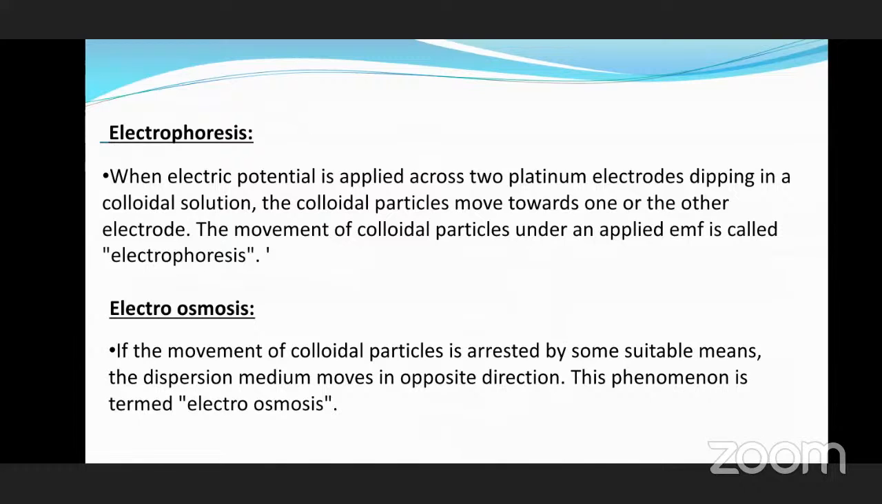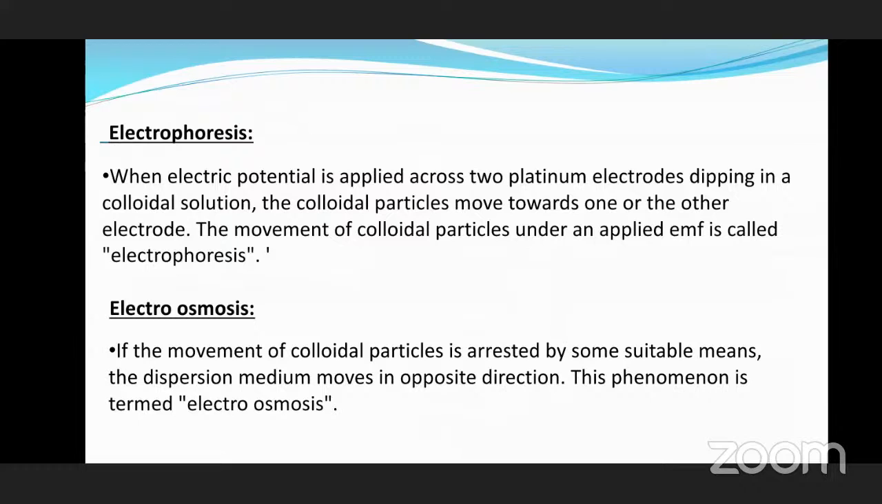by applying electrical current, the colloidal particles move towards a platinum electrode. By this what do we mean? Why are the particles moved towards the electrode? Because there are differences in the size and shape of the colloidal particles. The colloidal particles are moved towards the platinum electrode by applying electromotive force. That process is called electrophoresis.